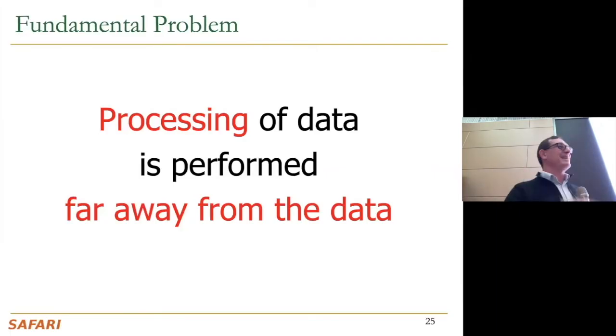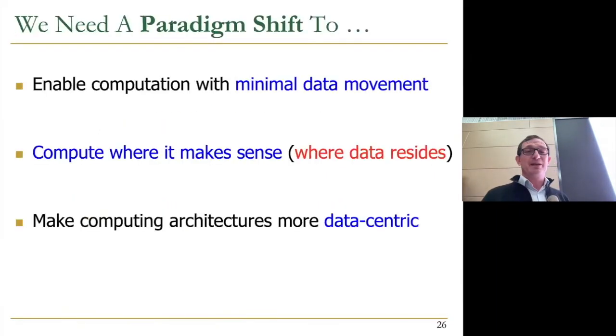Okay, so basically, I could keep going and giving you a lot of results like this. I'm not going to do that right now. But the problem we have is we're processing data far away from the data. And we need to change that. We basically need a new paradigm of designing computers, which enables computation with as minimal data movement as possible. And we want to compute where it makes sense, where data resides. Today, we have no choice. We have to enable the choice so that we can compute everywhere in the computing system design that we have.